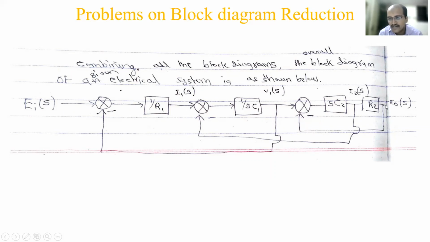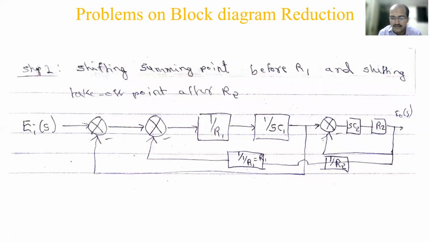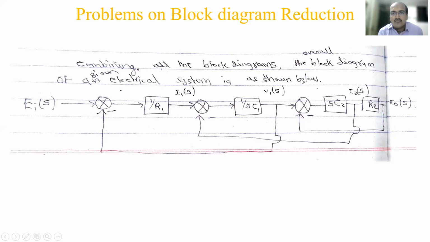When I'm shifting the takeoff point ahead of R2, what I have to do? Take the reciprocal. I hope you are understanding. So we are clubbing two things. One is this summing point I am taking this side. Because of that, what will happen here? 1 by R1 is there. If I move the summing point here, I should have the reciprocal of that same 1 by R1. It becomes R1. So this one block will come, again in the same line.